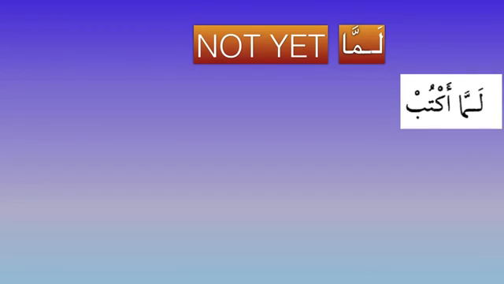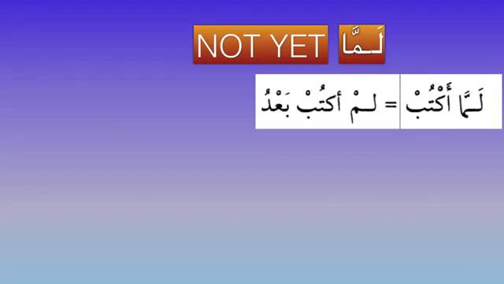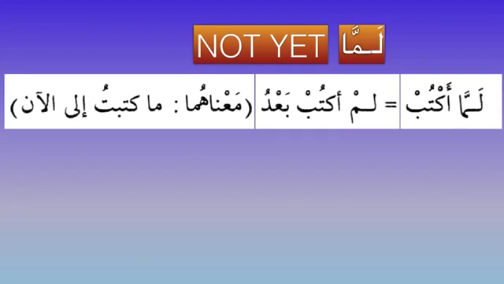So if I say I have not yet written it, what do you say? Lamma aktub. So even lamma, like lam, will give jazm to the fa'al. So lamma aktub. What does it mean? It means lam aktub ba'du, which means I did not write some of it. I did not write a part of it. Ba'du. And both of them mean ma katabtu ila al-an. So I did not write until now. So that's what it means. So either it is lam aktub ba'du or just say lamma aktub.